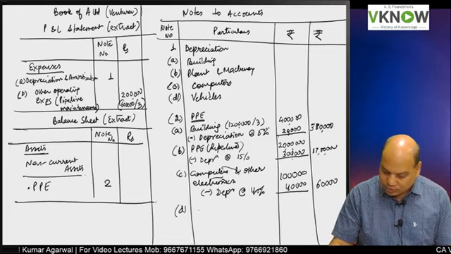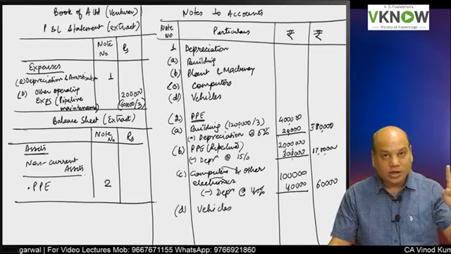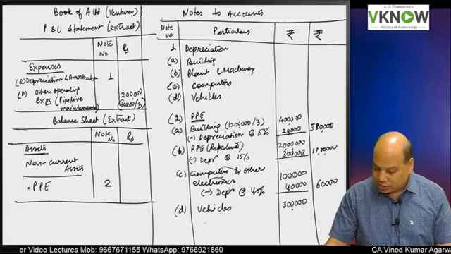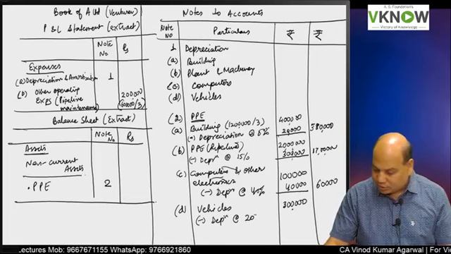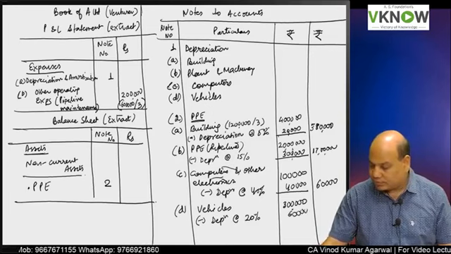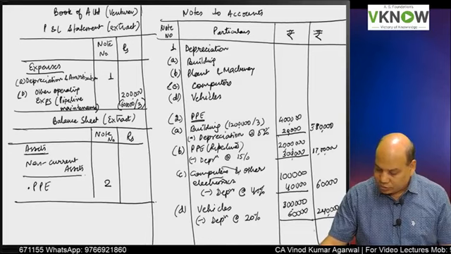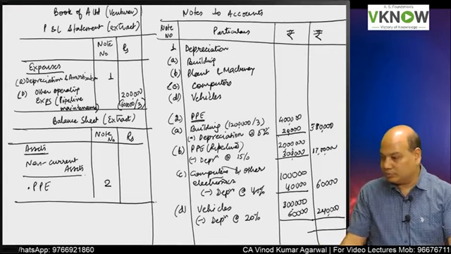And one more item, write down vehicles. Take on your calculator, 9 lakh divided by 3, 3 lakh. Less depreciation at the rate 20%, and that comes to 60,000. Total 2,40,000.